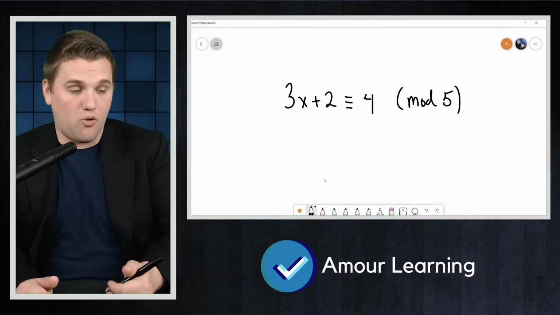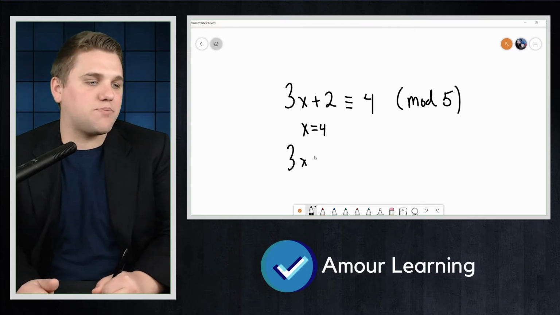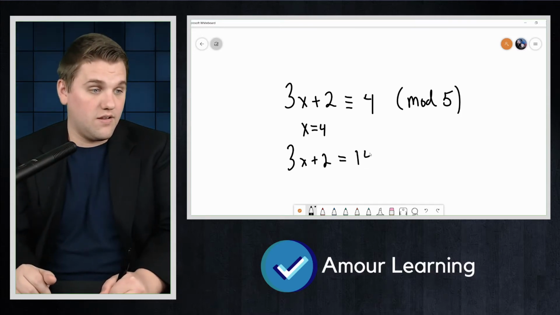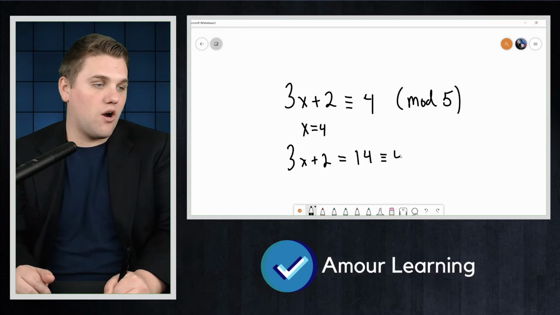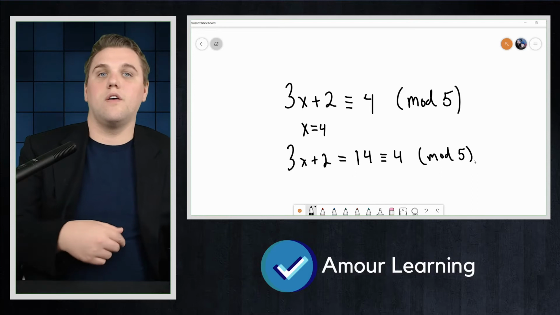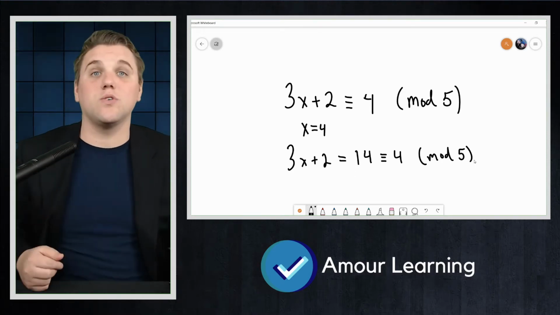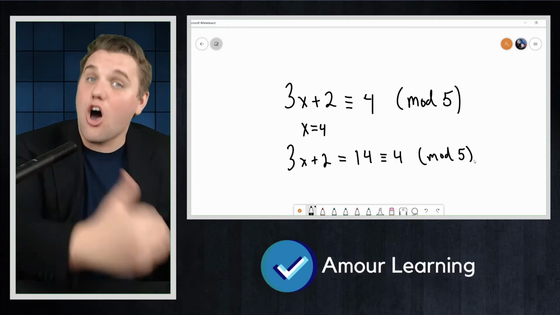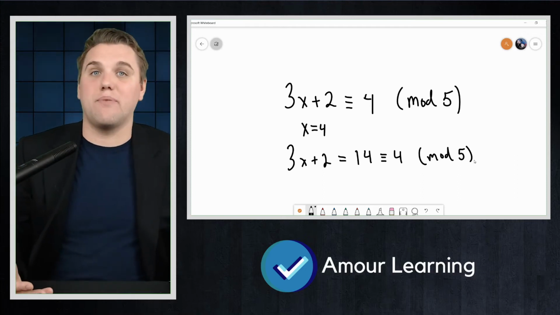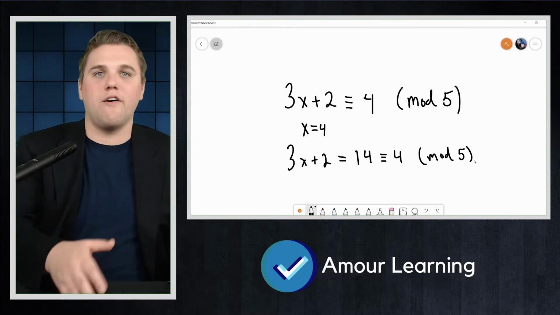Here, when x equals 4, we get that 3x plus 2 is, let's see, 14, which is congruent to 4 mod 5. This means that x equals 9 and x equals 14 and x equals 19 and so on will each also be a solution because, as we saw earlier, replacing any number in a congruence with a congruent number does not change the truth of the congruence.